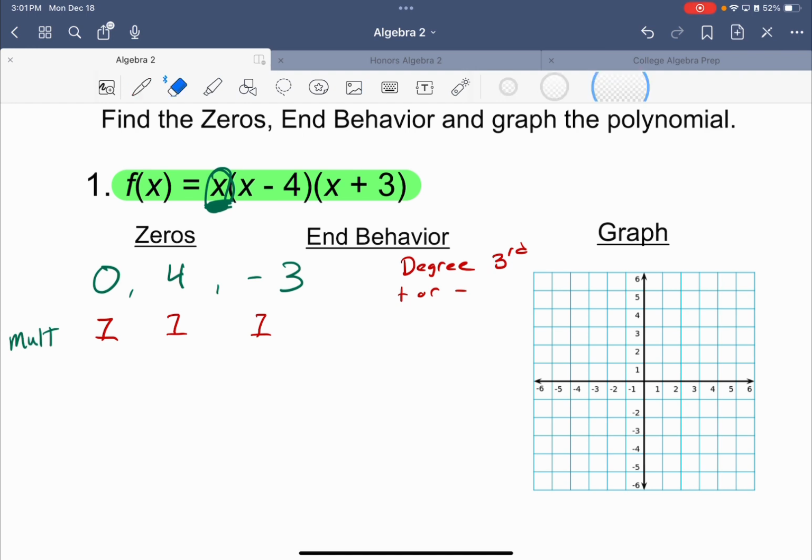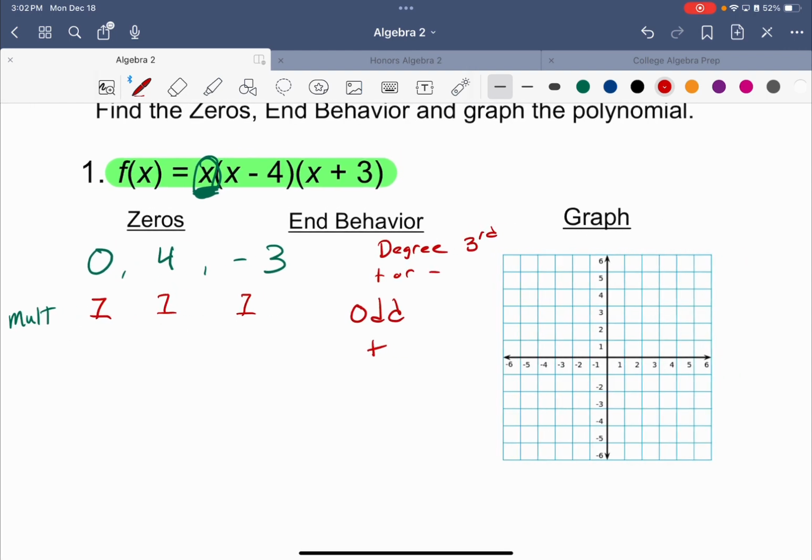When you look at whether this is positive or negative, you look at just the x's. Do you see any negatives in front of any of the x's? Nope. So it's positive. So this is odd, because 3 is odd, and positive. So we've got the zeros, the multiplicity, and the end behaviors. I always do the end behaviors first when I graph. It's odd and positive, so your little chart says odd and positive is 1 and 3. The end behavior is what I always do first, because that's going to help me know where to start and where to end.